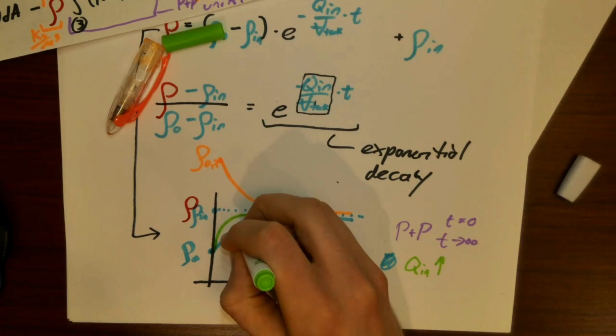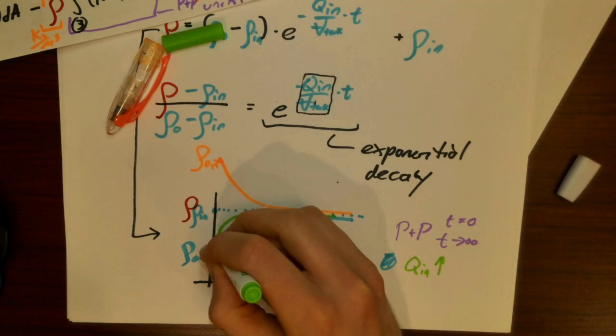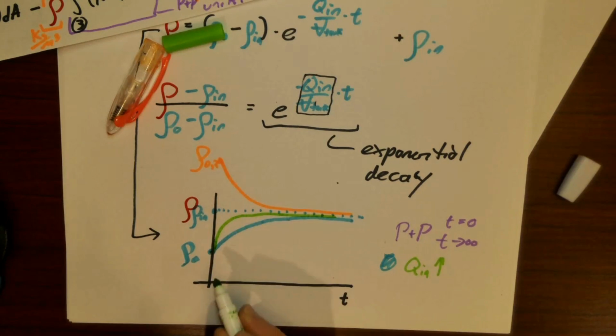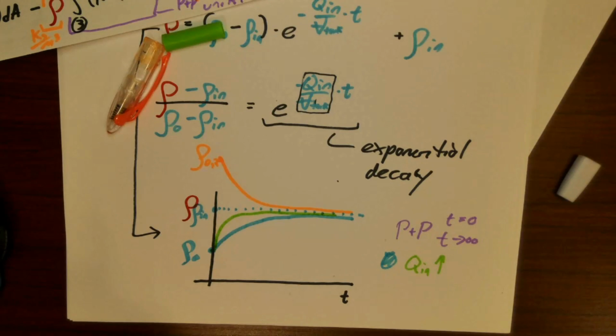Right? So increasing Q in essentially pushes these curves such that they happen faster. Doesn't change the asymptote, doesn't change the start point, but it does change the rate that I get there.